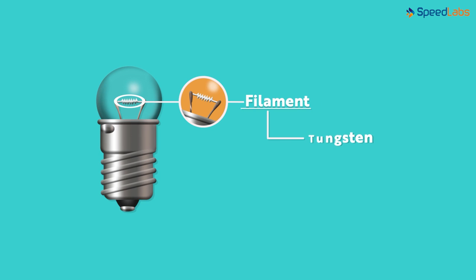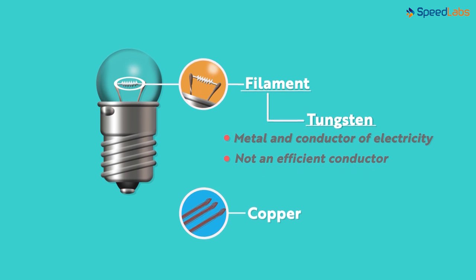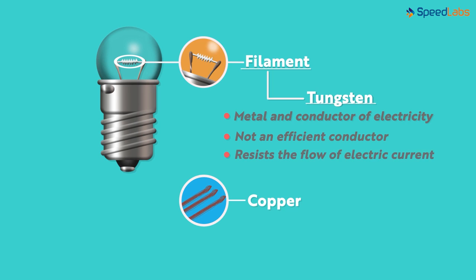The filament is made up of tungsten. What is tungsten? It's a metal and a conductor of electricity. However, it's not an efficient conductor compared to, say, copper. What does that imply? It implies that tungsten gives more resistance to the flow of electric current than copper.